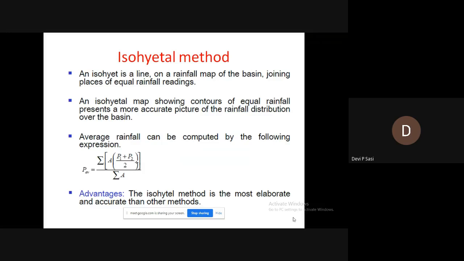In the last class we learned about the Thiessen polygon method. So today we will study the third method, the isohyetal method.